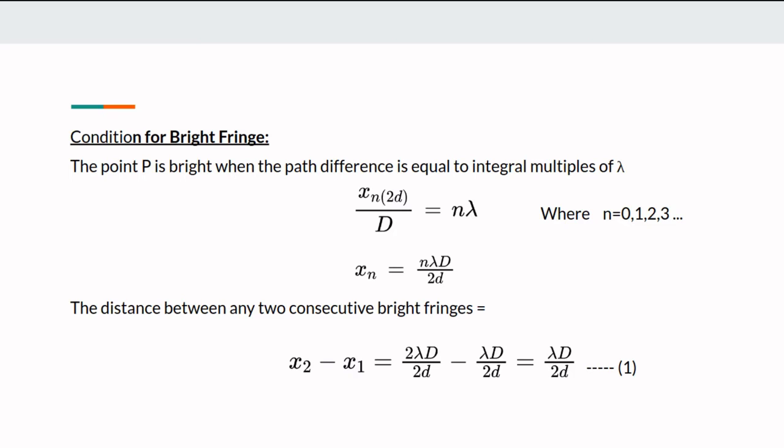x2 minus x1: if you take the first and second fringes, consecutive fringes, substituting n equal to 2 in the above equation, x2 is equal to 2 lambda D by 2d. Similarly for x1, x2 minus x1 is equal to lambda capital D by 2d. If we calculate any value, x4 minus x3 or x7 minus x6, etc., we get lambda capital D by 2d.